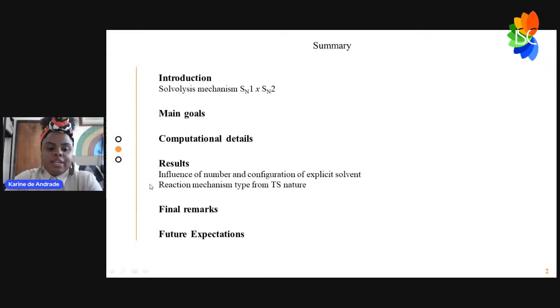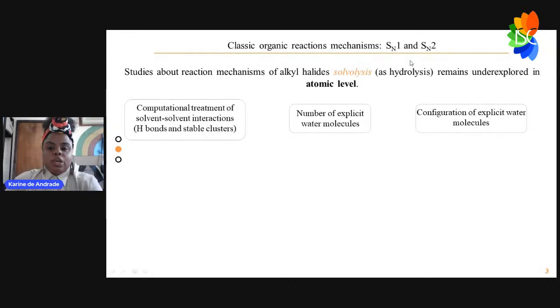My results are organized into sections. The first one is about the influence of the number and configuration of the explicit solvent, and then I will talk about the reaction mechanism type from the TS nature. I will finish with some final remarks and future expectations. So SN1 and SN2 are classic organic reaction mechanisms.